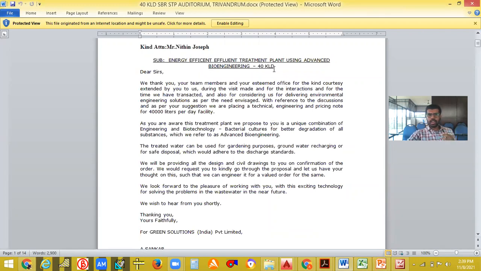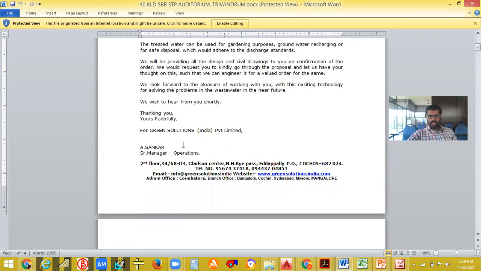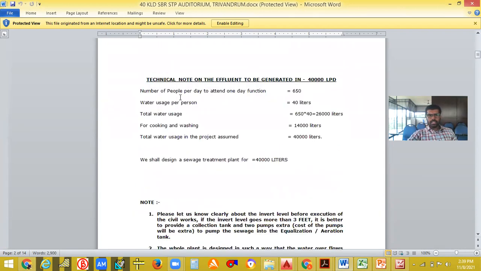And I got almost 40 kiloliter per day. Actually, when we calculate, 40 kiloliter per day is a little bit more, but they have just given this, okay? So they have given a brief description about the company. Then what they have given is the technical note of the effluent to be generated, 40,000 liters per day, based on the number of people per day to attend a 1 day function.